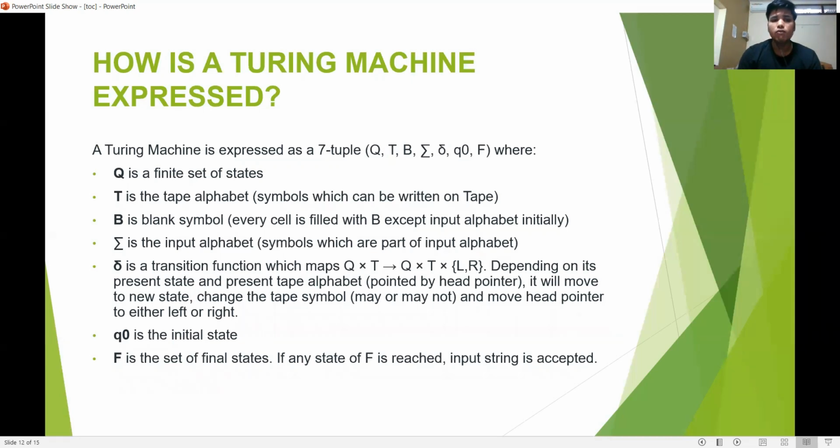Delta is a transition function which maps Q × T to Q × T × {L, R}, depending on its present state and the present tape symbol pointed to by the head pointer. It will move to a new state, change the tape symbol, and move the head pointer to either left or right. q0 is the initial state. F is a set of final states. If any state of F is reached, the input string is accepted.